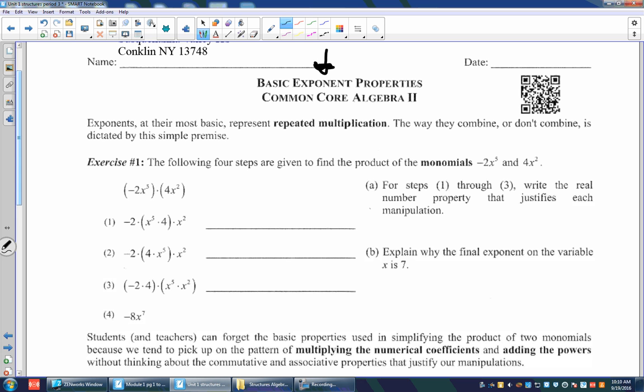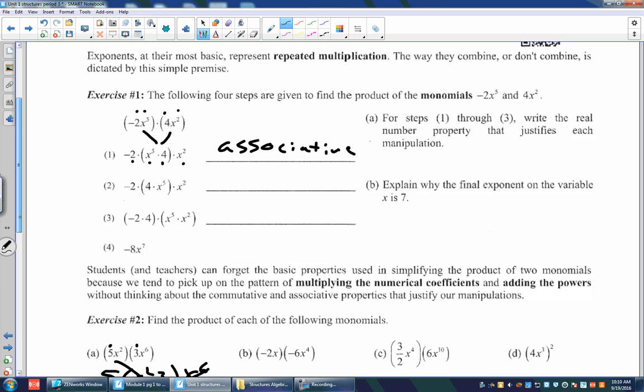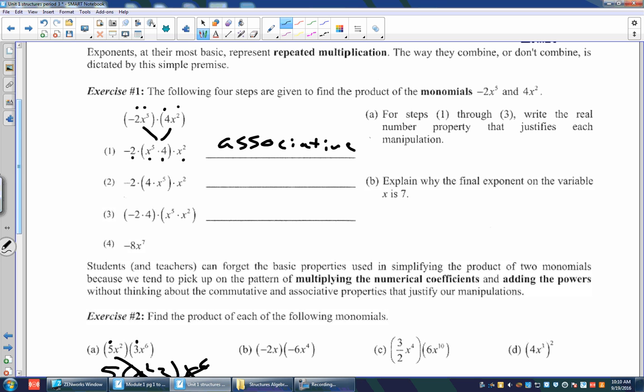So what you can do is, it says for steps 1 through 3, write the real number property. What happened here? It looks like some parentheses moved. So that's the associative. Now let me make sure the parentheses moved. It's -2 x to the 5th, 4x squared. Yes, I said everything in the same order. So that's the associative property because we just changed the grouping.